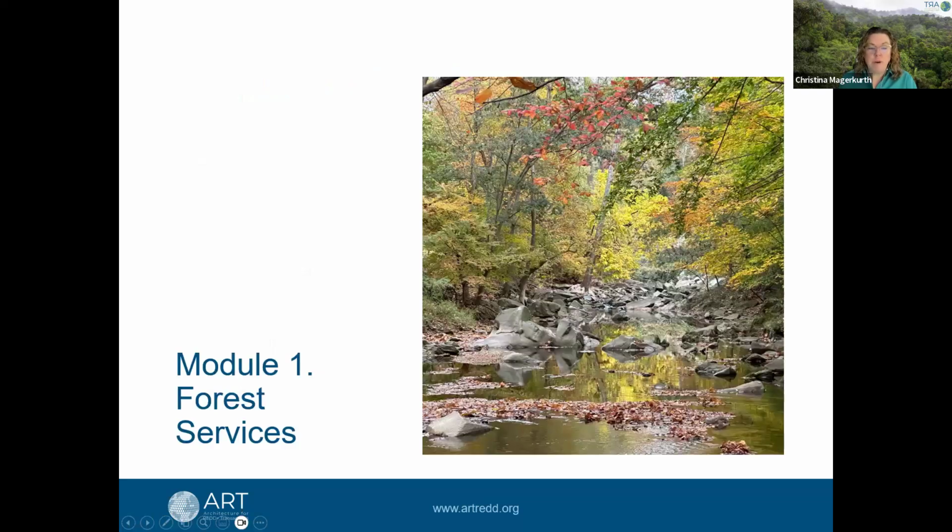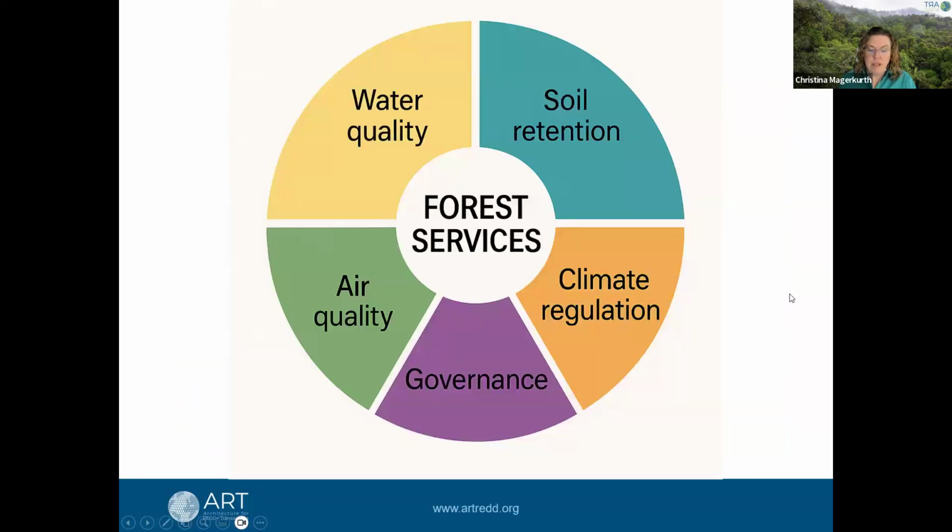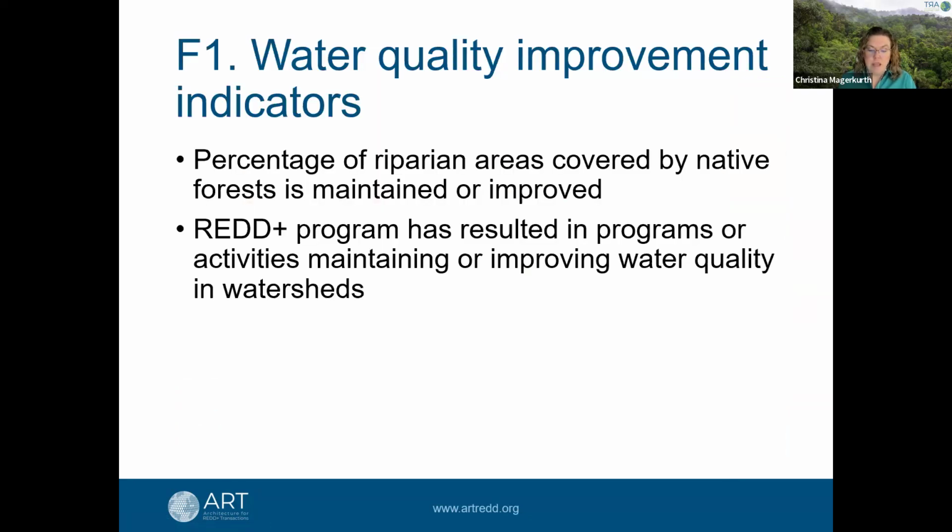So let's start talking a little bit more about the modules and what's included in each one. The first one that we'll talk about is the Forest Services module. This module recognizes the other forest services that forests provide that go beyond carbon sequestration, like regulating water, air, soil, and climate. There are 5 desired outcomes and 10 indicators in this module. The first is looking at water quality indicators. Participants must show how they protect or improve riparian areas and watersheds through forest management and conservation as part of their REDD+ programs.